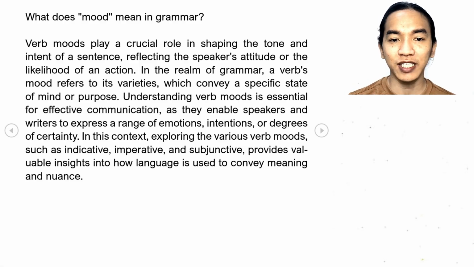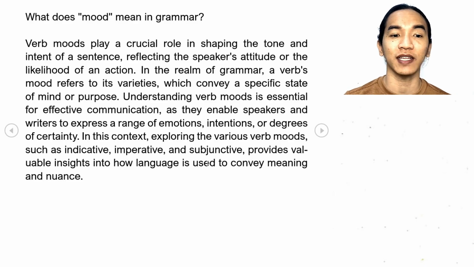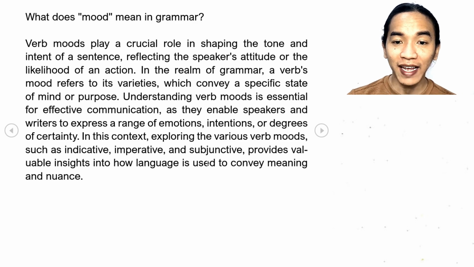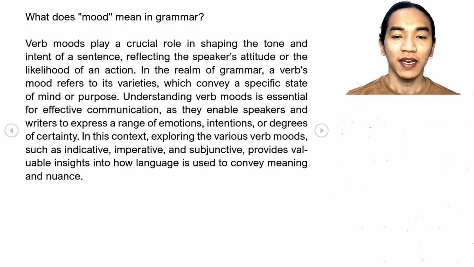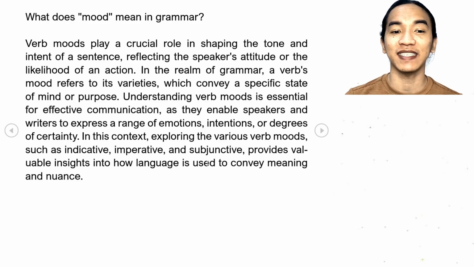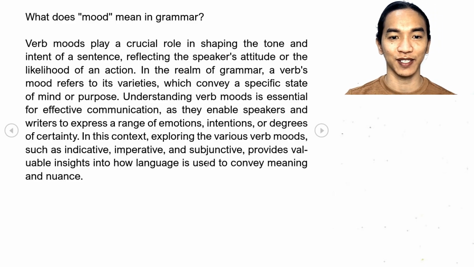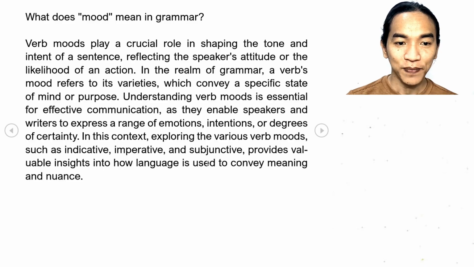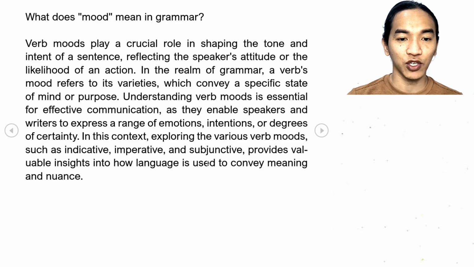So, verb moods play a crucial role in shaping the tone and the intent of a sentence, okay? Reflecting the speaker's attitude or the likelihood of an action. Now, in the realm of grammar, a verb's mood refers to its varieties, which convey a specific state of mind or purpose. Okay, so when we are talking about the mood of verbs, we are actually indicating or talking about the purpose, all right, or the perspective of the speaker on the sentences that he or she is saying.